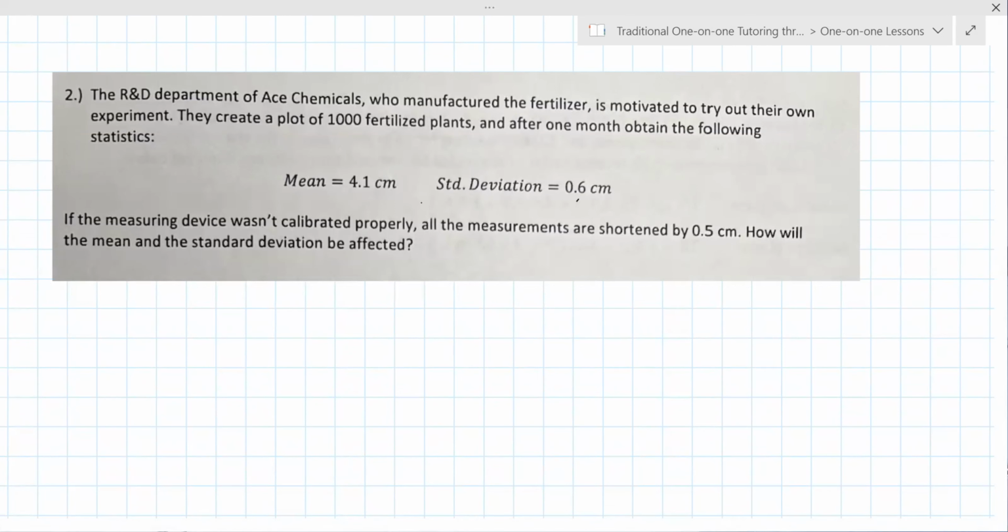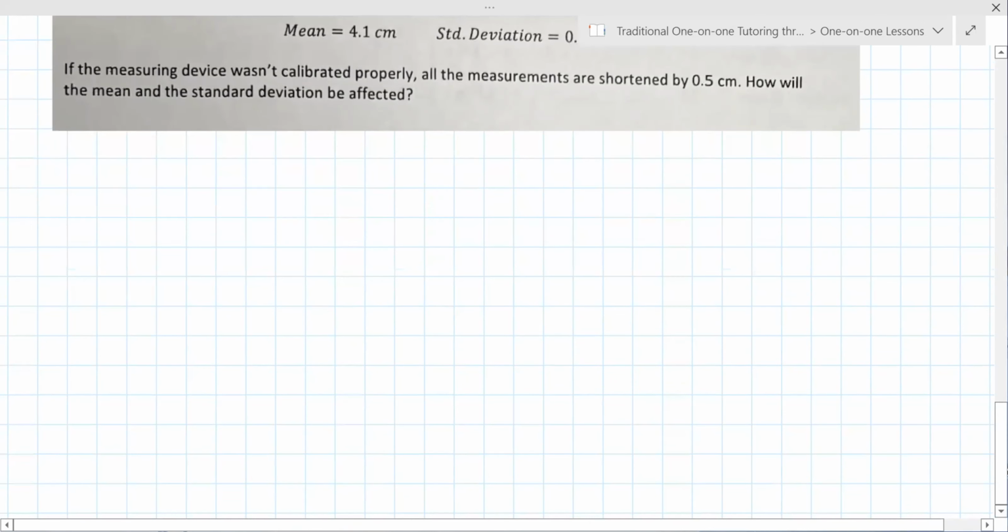Okay, so the question is, if the measuring device wasn't calibrated properly, all the measurements are shortened by 0.5 centimeters. How will the mean and the standard deviation be affected? All right, so sometimes it's easier. Let me just do it this way.